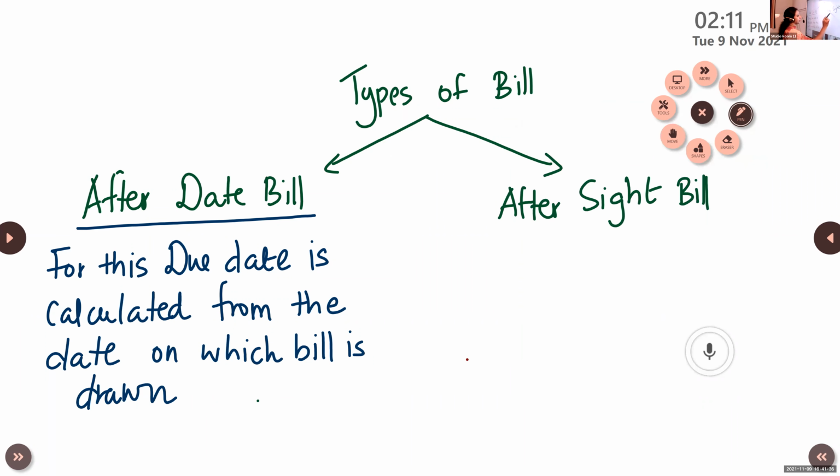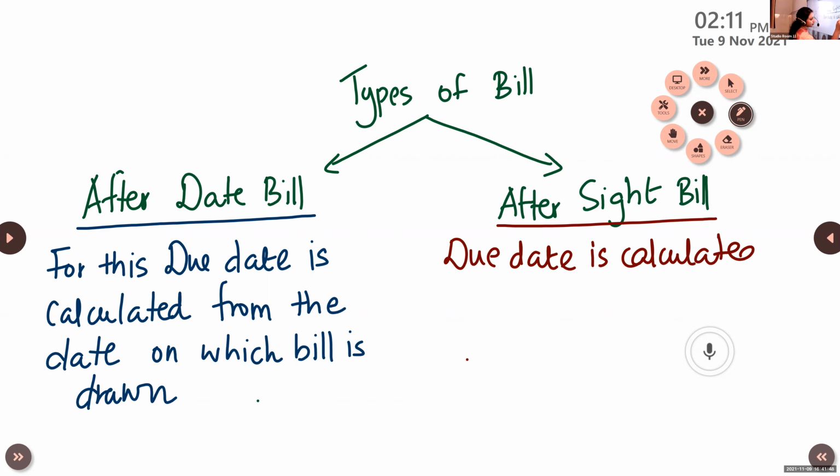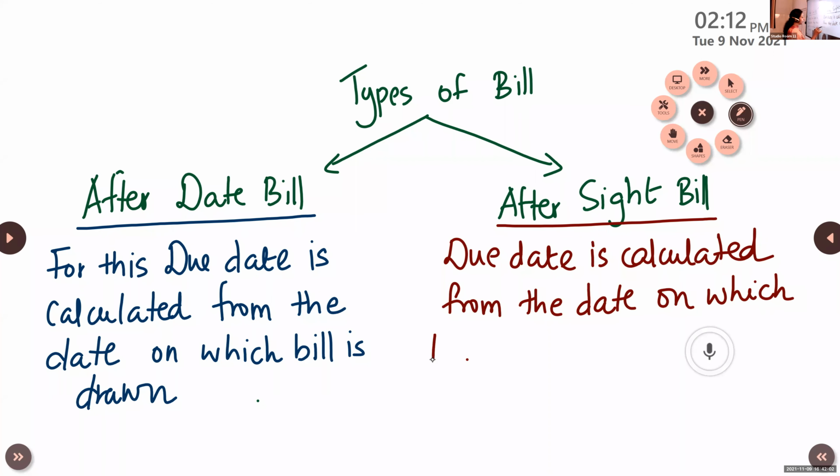Then after sight bill means due date is calculated from the date on which bill is accepted. Remember, no? Okay. Make this note, then we'll do two problems.